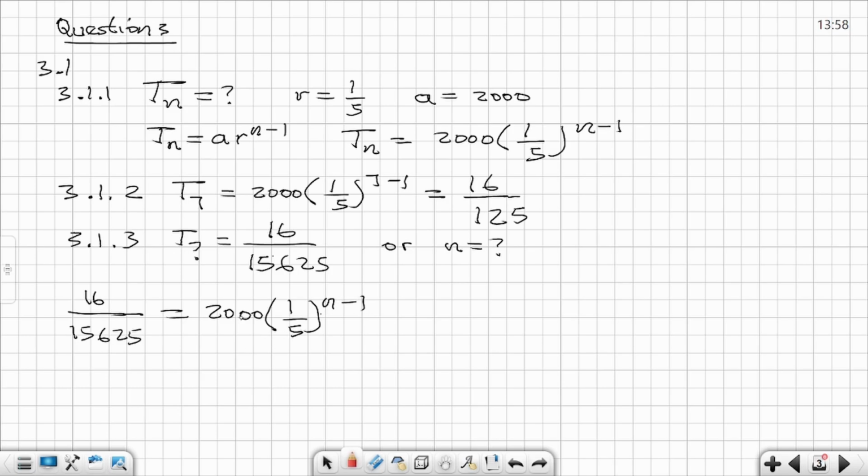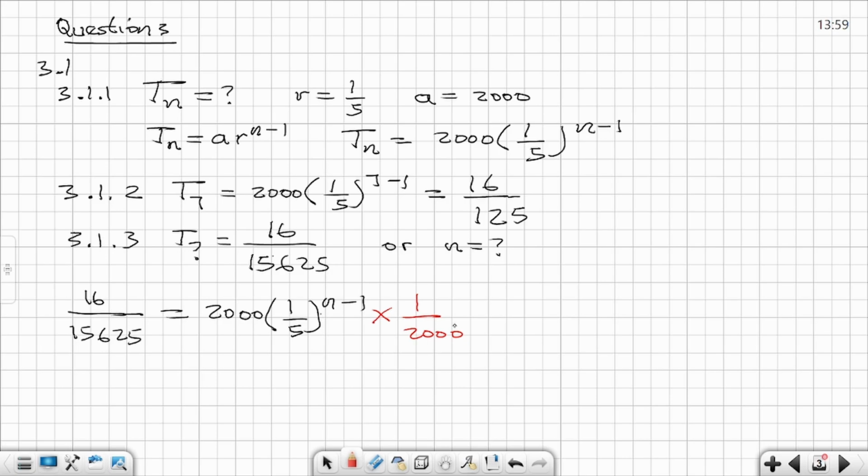So what we can do is get rid of this 2000 and then remain with this part. So what we can do is multiply by 1 over 2000 on both sides. What you do on the right side, you also do on the left side. So you're going to multiply by 1 over 2000 so that you can get rid of this 2000.